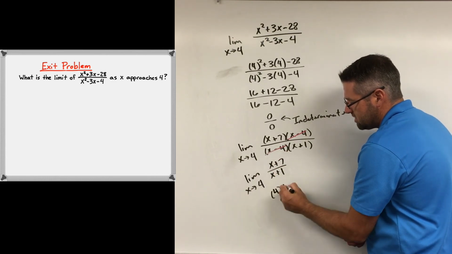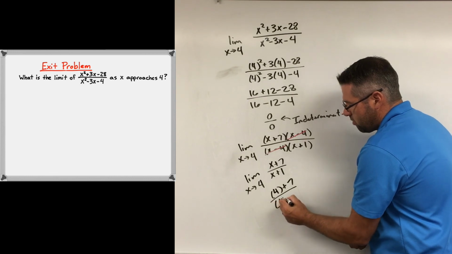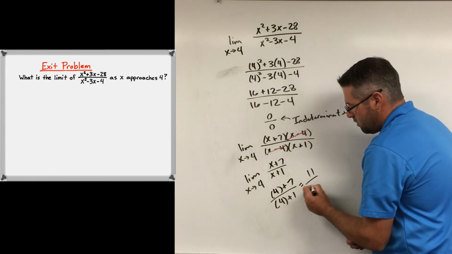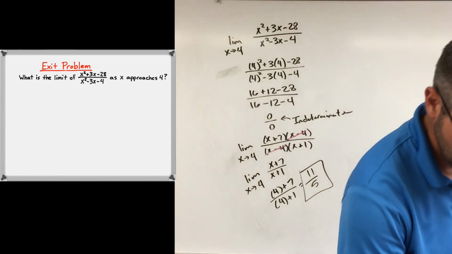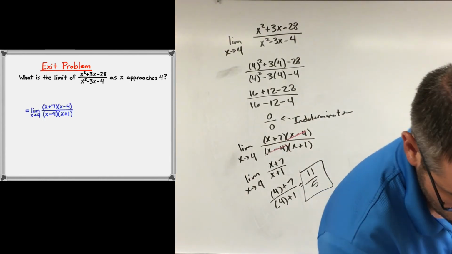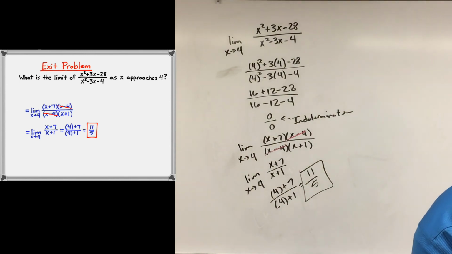So we get 4 plus 7 over 4 plus 1. That's going to be 11 over 5. That can simplify, but we're just going to leave it like that, 11/5 or 2.2. And that is correct.